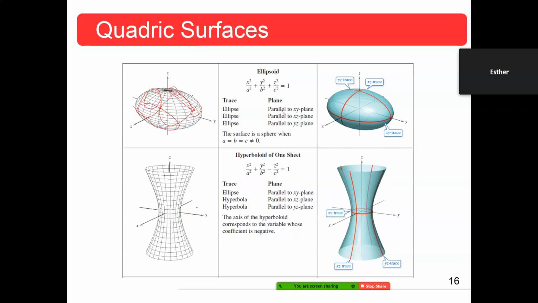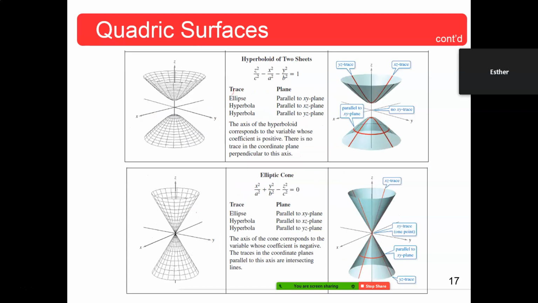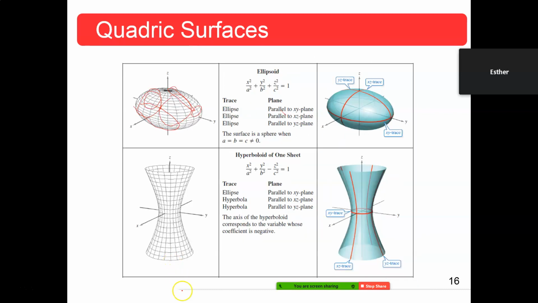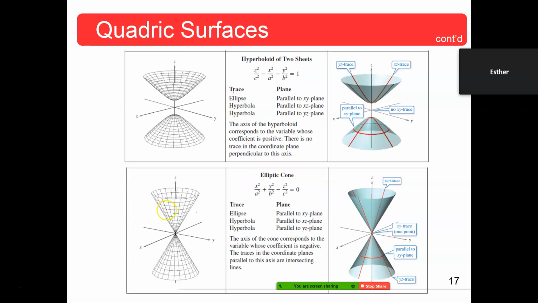Alright, now let's go to the next case. Hyperboloid of one sheet, you have an ellipse there in the center. Hyperboloid of two sheets, you have no ellipse in the center. An elliptic cone, you have one point and one point only in the center. You don't have an ellipse here. You have ellipses above and below, just like you have ellipses above and below here, but everything coalesces around the origin.